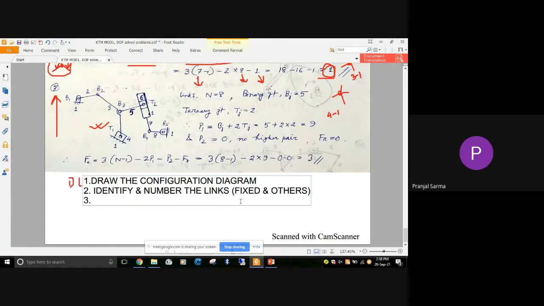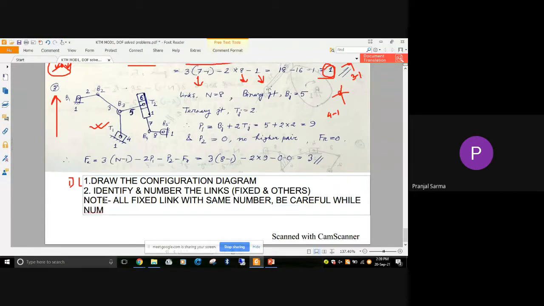Others means, I'll give it as a kind of note. All fixed links with the same number, and be careful while numbering. Ternary or quaternary links might be there, so you should number them properly. If it is a ternary link, only one number you should give.